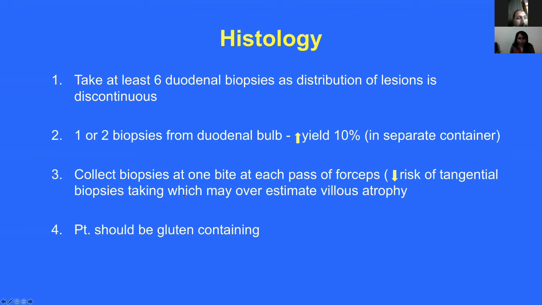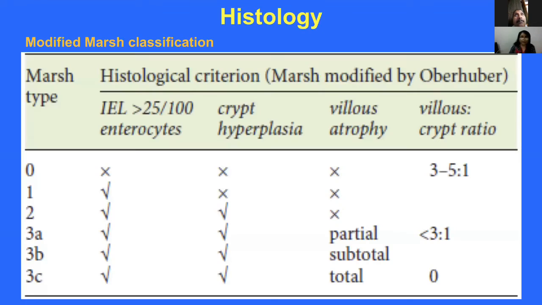And the patient should be on a gluten-containing diet. Why? Because if the person is already put on a gluten-free diet, the histological changes may revert over a period of time, and we may not diagnose celiac disease in spite of taking duodenal biopsies.